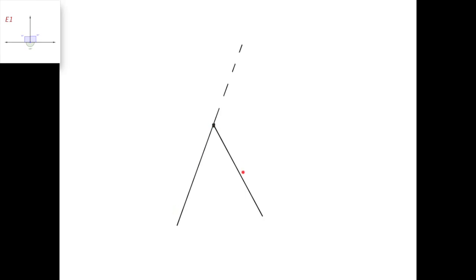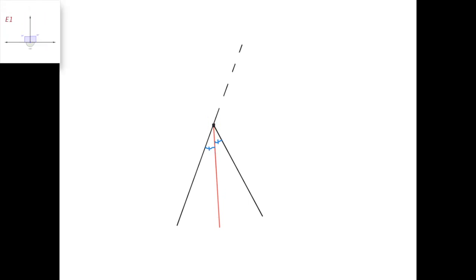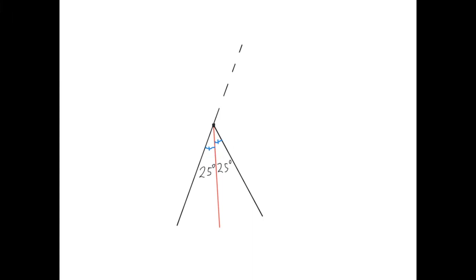Suppose that we have an angle here, which is this one, and this here is the extension of this ray on the other side, so this here is a line. And suppose that we draw this red line through this point, such that this angle here equals this angle here. So, for example, this is a 25-degree angle, and this is a 25-degree angle. Then we call this red line the angle bisector of this angle, because it essentially bisects the angle.